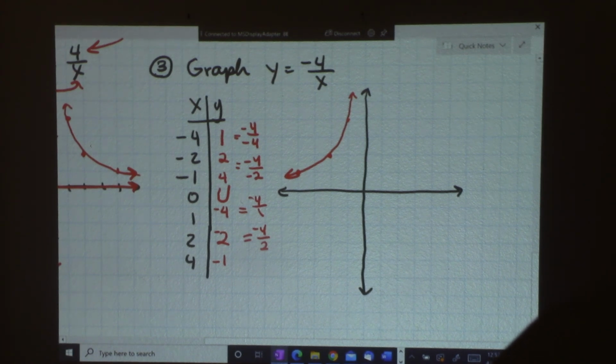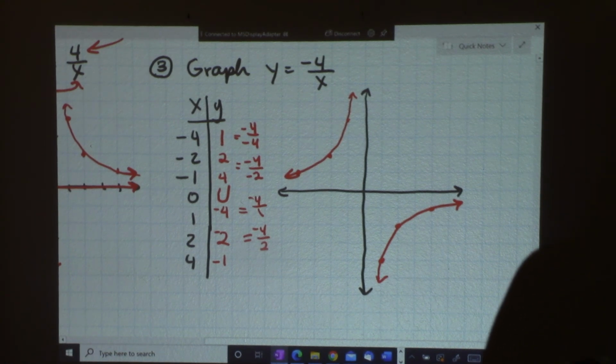Okay, so I got distracted. 1, negative 4. 2, negative 2. And 4, negative 1. Okay, so my graph looks like that. And again, both curves approach 0 for x and 0 for y, but they don't actually hit it. They never get there. They get smaller and smaller and smaller, but it doesn't go there.